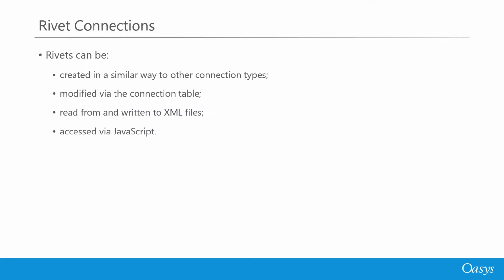The new features described in this presentation should make the use of rivets and constrained SPR much easier and improve associated workflows. In particular, rivets can be created, read, and written in a similar way to other connection types like spot welds. They can also be viewed in the connection table and modified from there. In the following slides, I will show examples of this. It should also be noted that SPRs can be read from and written to XML files and accessed via JavaScript.